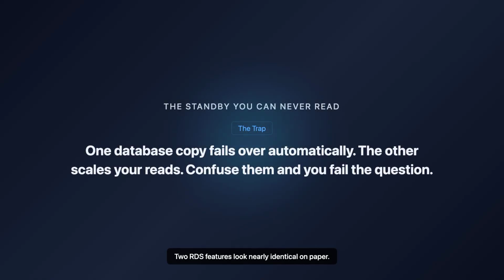Two RDS features look nearly identical on paper. One keeps a silent standby in another zone and swaps to it automatically when the primary goes down. The other also keeps a copy, but that one actually answers read queries. Reach for the wrong one and your architecture breaks in a way that's hard to debug.